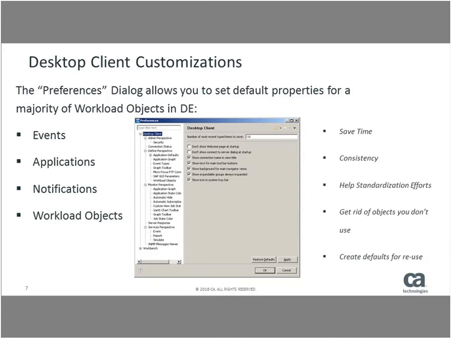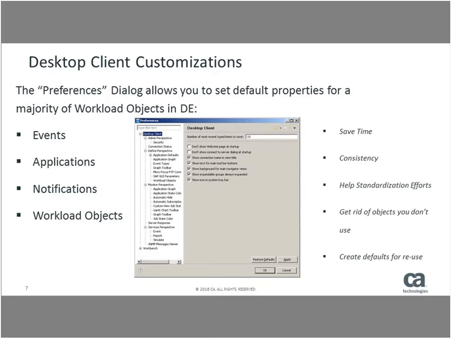You know, they can help you establish some consistency. And if you're trying to standardize on things, they can help you in that regard as well, because you can use these as templates and reusable kinds of things. You can get rid of objects that you don't use. I mean, if you're not using the MicroFocus COBOL job type, you can remove it from the desktop, so you don't have to see it in the palette. You can move things up and down in the palette so that the objects that you use more frequently are at the top of the list rather than at the bottom of the list, right?